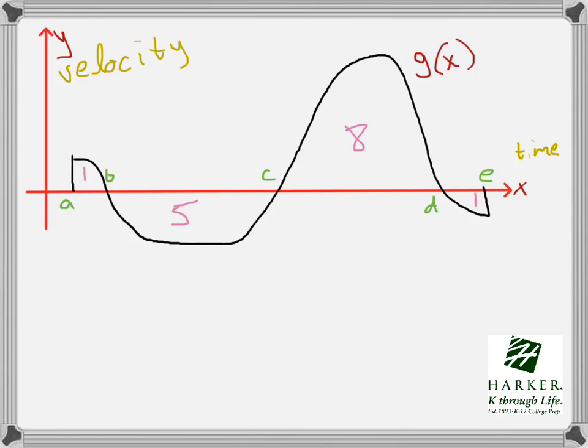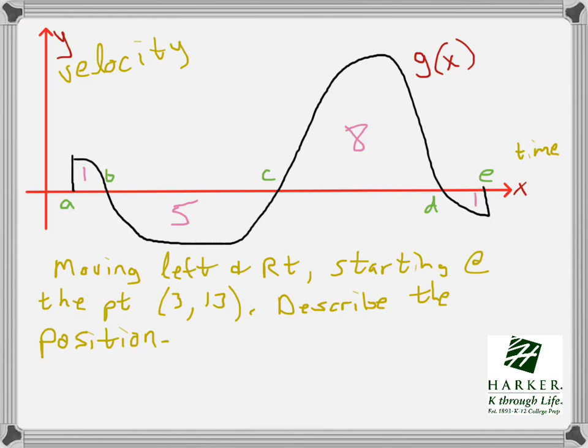Okay. Now we're going to look at the same graph, only now we're just going to interpret it as an actual problem. So this is a graph of now velocity versus time, and I'm going to ask some different questions. Okay. Our particle is going to be moving left and right. Remember, it either moves up and down or left and right. Okay. So when the velocity is positive, it's moving to the right. When the velocity is negative, it's moving to the left. We started at the point 3, describe the position of the particle.